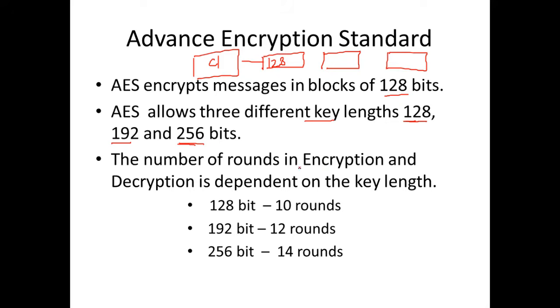Again, the number of rounds in encryption is dependent on the key size. If you take 128 bits as your key size, then we need 10 rounds in our encryption strategy. If you take a key size of 192 bits, then we need 12 rounds. If we take 256 bits, then we have to have 14 rounds. So we'll be looking at what a round is in the coming slides, but the number of rounds increases with the increase in key size.